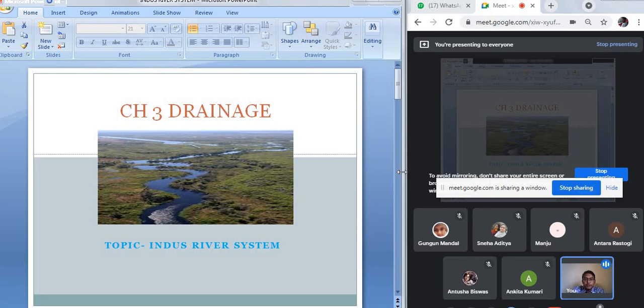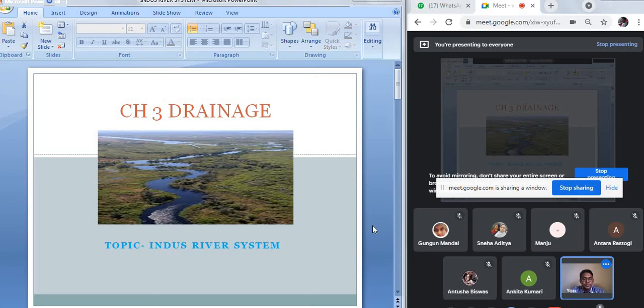Today I am going to discuss the Indus river system from chapter number 3, Drainage. As discussed earlier, the drainage system of our country can mainly be divided into two broad divisions, the Himalayan rivers and the peninsular rivers. We are going to discuss the Himalayan rivers, that is the Indus, Ganga and the Brahmaputra, and today I will be discussing the Indus river system, which is one of the important Himalayan rivers.